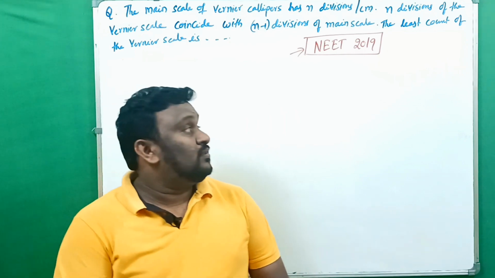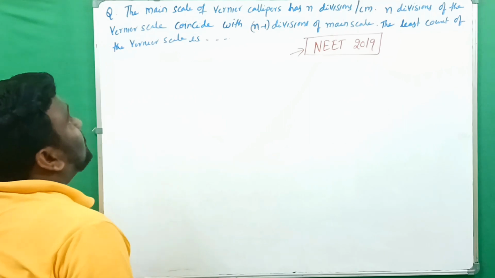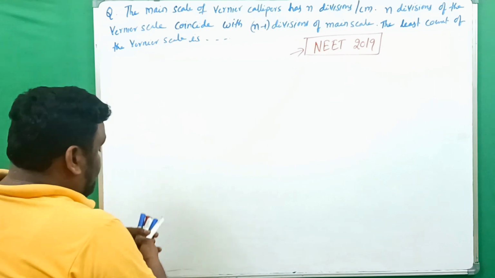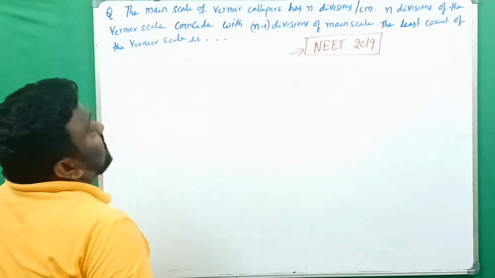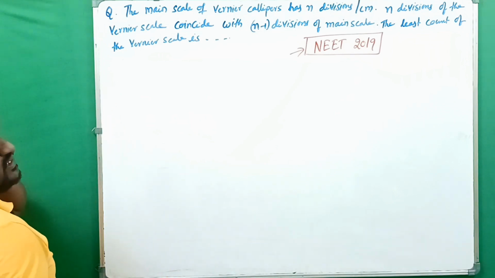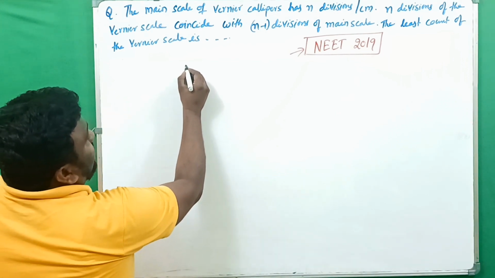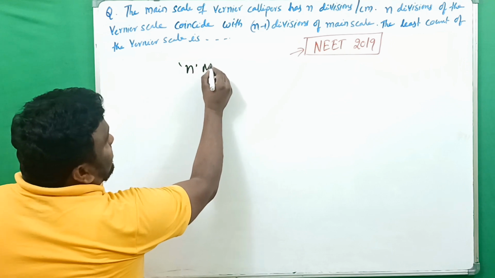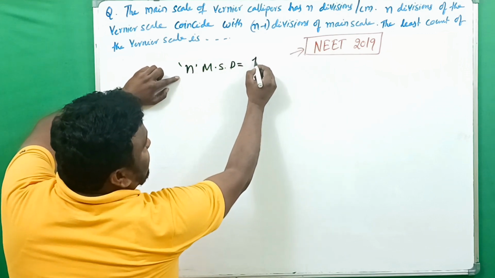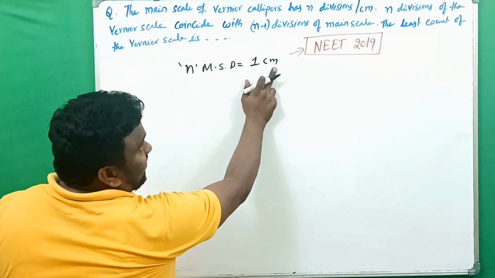See the next example. It was given in the NEET 2019. The main scale of vernier calipers has n divisions per centimeter, and n divisions of the vernier scale coincide with the n minus 1 divisions of main scale. The least count of the vernier scale is, the given information is n number of main scale divisions is equal to 1 centimeter. N number of main scale divisions available in 1 centimeter was given.